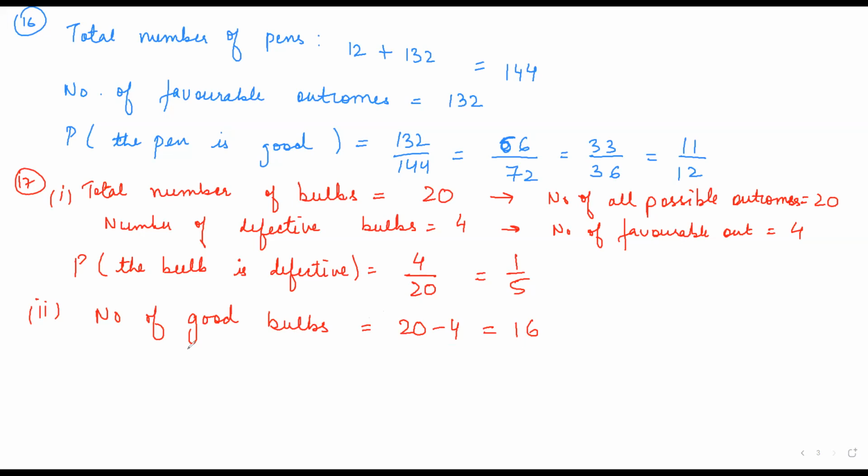Oh, sorry. There was something in the question I didn't read. Wait. I was reading the other question. Suppose the bulb drawn first is not defective and is not replaced. Now one bulb is drawn at random from the rest. What is the probability that this bulb is not defective?